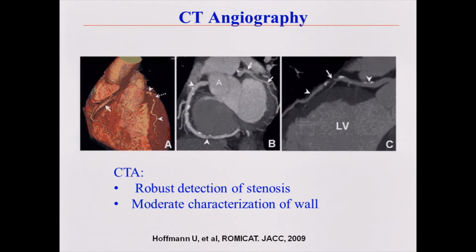Well, what about CT? We all know that CT can produce lovely coronary angiograms. This is work from the ROMICAT study, in which CT was used in the emergency room to triage patients towards admission or discharge. You can see they're showing the LAD and the right coronary artery. We have a very nice high-grade stenosis in the proximal LAD. And this is a sort of plaque that would cause someone symptoms, angina, but it's not going to kill them.